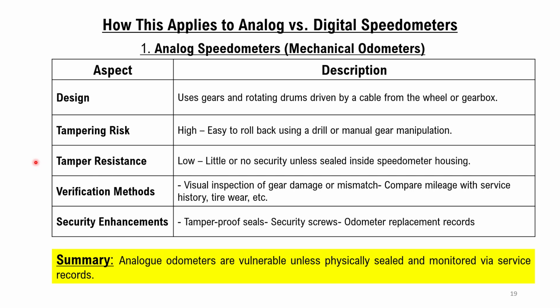Verification methods: visual inspection of gear damage or mismatch. Compare mileage with service history, tire wear, etc. Security enhancement aspects: tamper-proof seals, security screws, odometer replacement records. Summary: analog odometers are vulnerable unless physically and adequately sealed and monitored via service records.